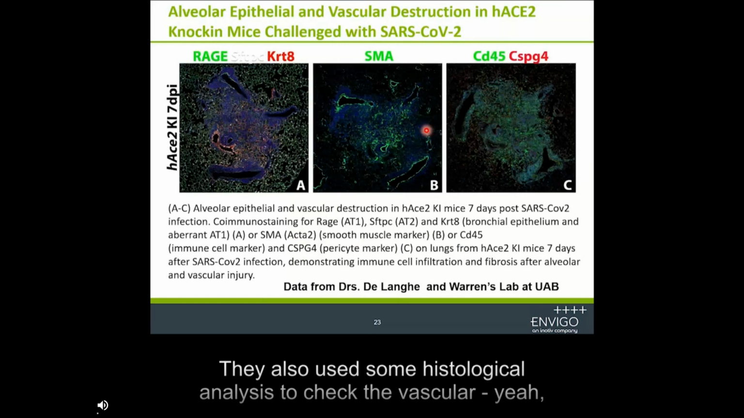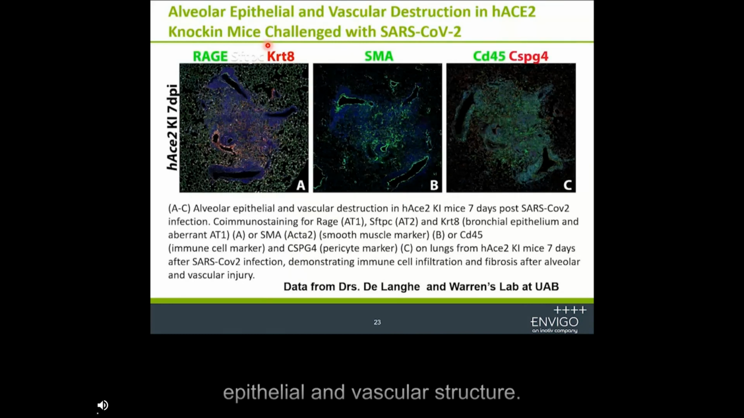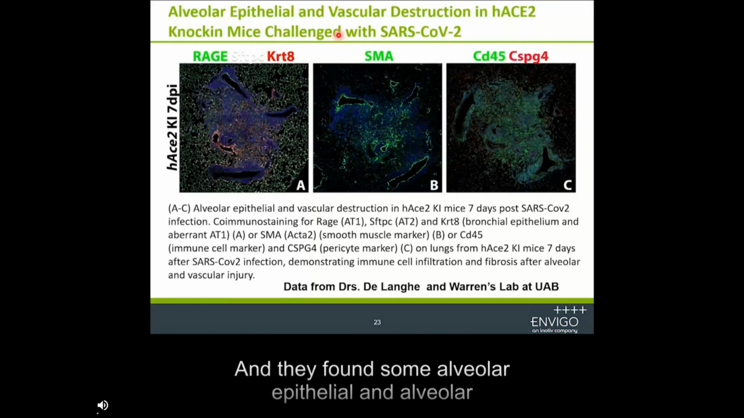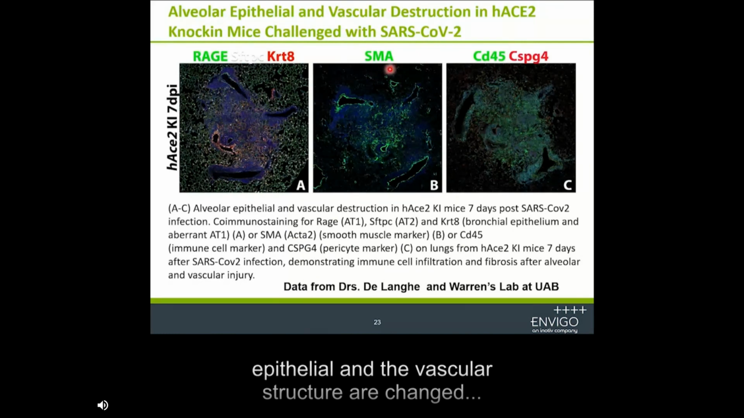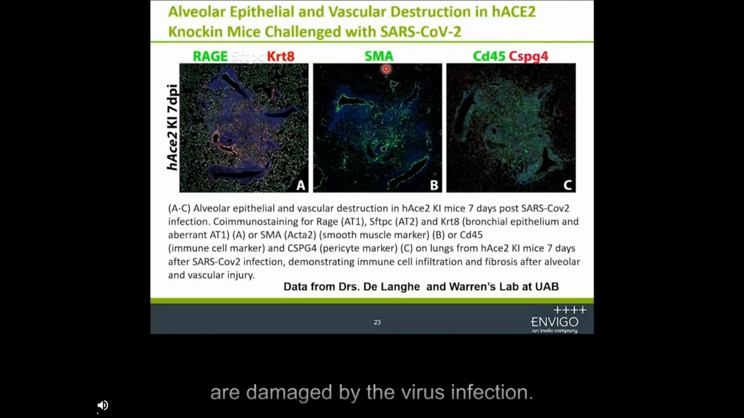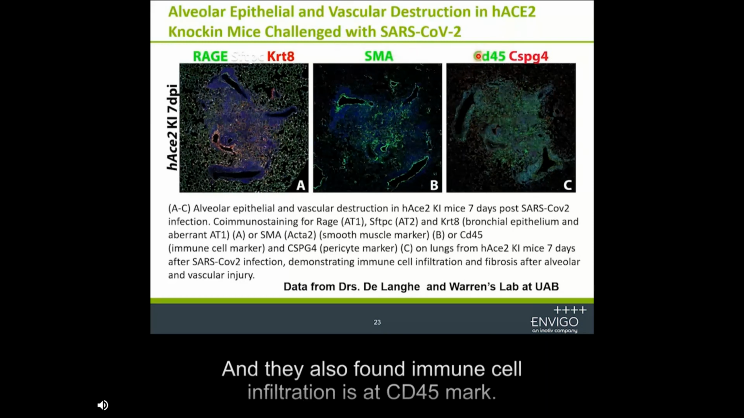They also used some histology analysis to check the alveolar epithelial and the vascular structure, and they found that the alveolar epithelial and vascular structure is changed or damaged by the virus infection. They also found immune cell infiltration, shown by a CD45 marker.